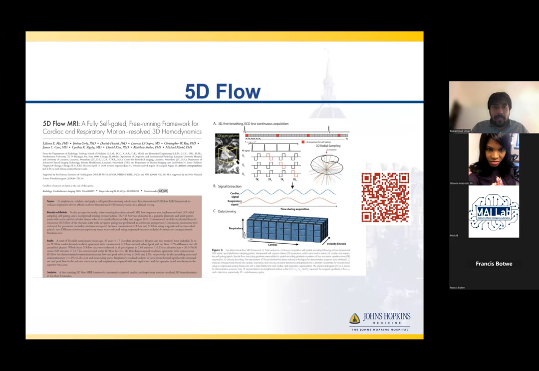Now they came up, back at Northwestern, with what's called 5D flow MRI. I'm not going to go into the details of this. Essentially, it's a self-gated free-running framework. So essentially, it's going to gate itself. It's going to do the respiration navigation by itself. You can just sit in the scanner and free breathe. And I'm assuming that these sequences are longer. I'm not an expert on this by any means. It's just early work, I'm just quoting it here. But it's an exciting time to be in the field of studying 4D and 5D flows.